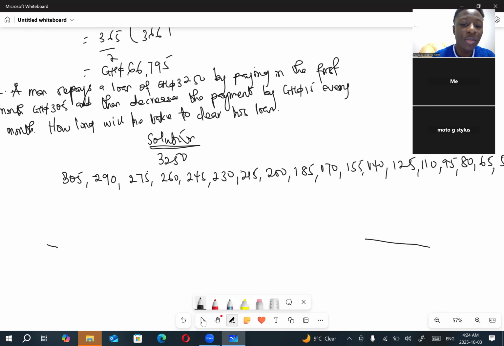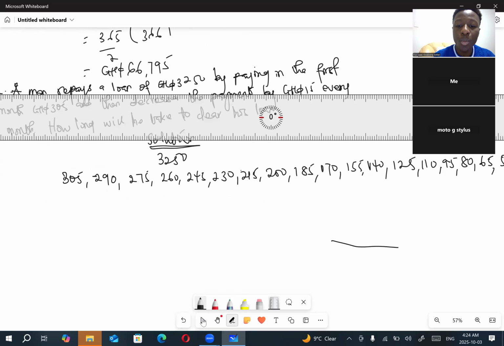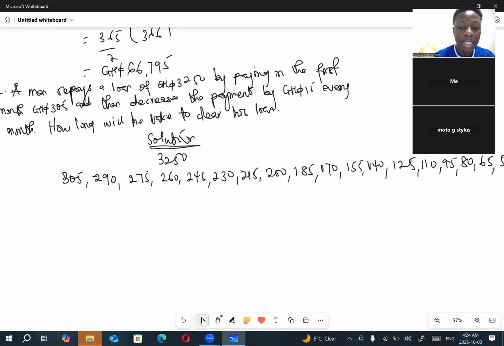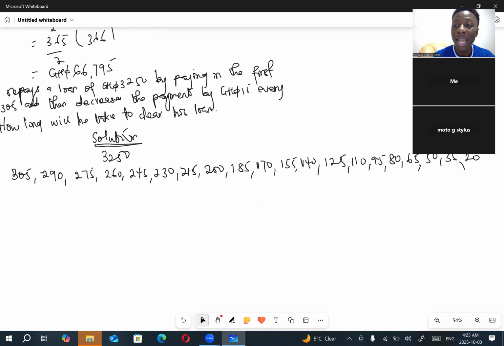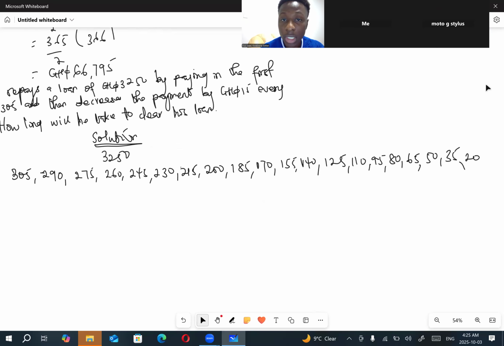Is he done paying? In the first month, he pays 305. Every month, he reduces it by 15 Ghana cedis. He has kept on paying. As you are paying, won't you check, hey, the money I went to borrow, am I done paying or do you continue to pay? Is he done paying the loan? He's done. Are you following? Yes, sir.